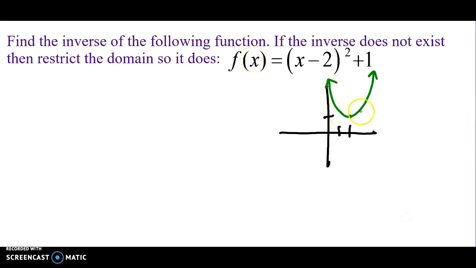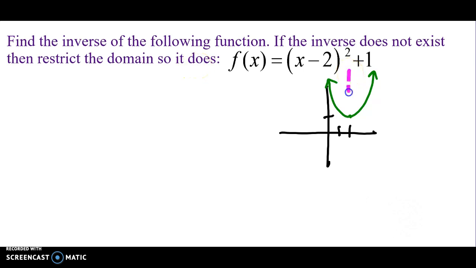So currently, is this one-to-one? I kind of gave you guys an idea to think about this, that horizontal line test. Currently, it's not one-to-one, but we could restrict the domain. In fact, it does hint at that. Restrict the domain so that it does.